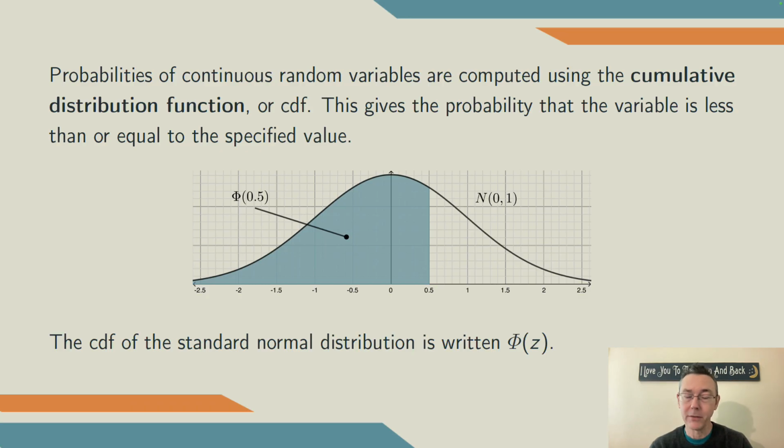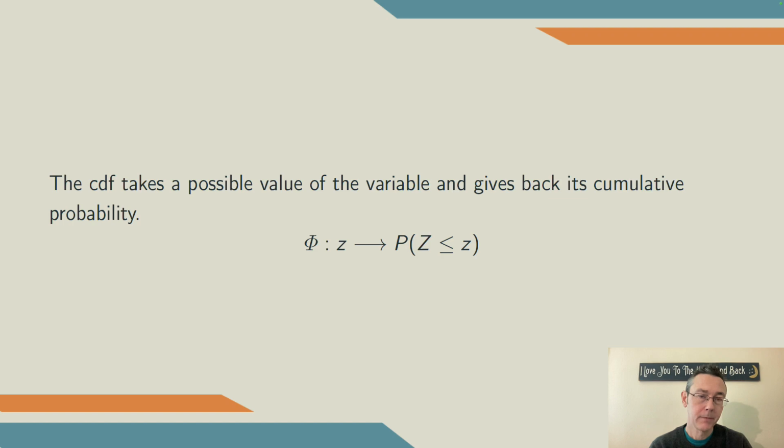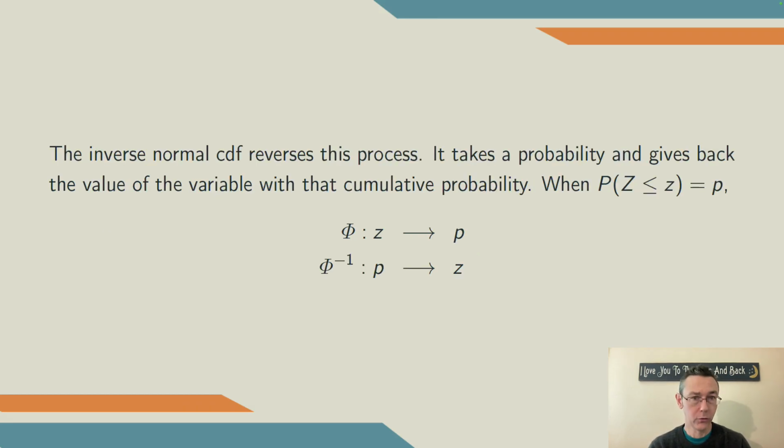And when we're talking about the standard normal distribution, the CDF is written phi of z. The CDF takes a possible value of the variable and gives back its cumulative probability. So it takes a z-score and gives back a probability. The inverse normal CDF just reverses that process. So it takes the probability and gives back the variable value with that cumulative probability.